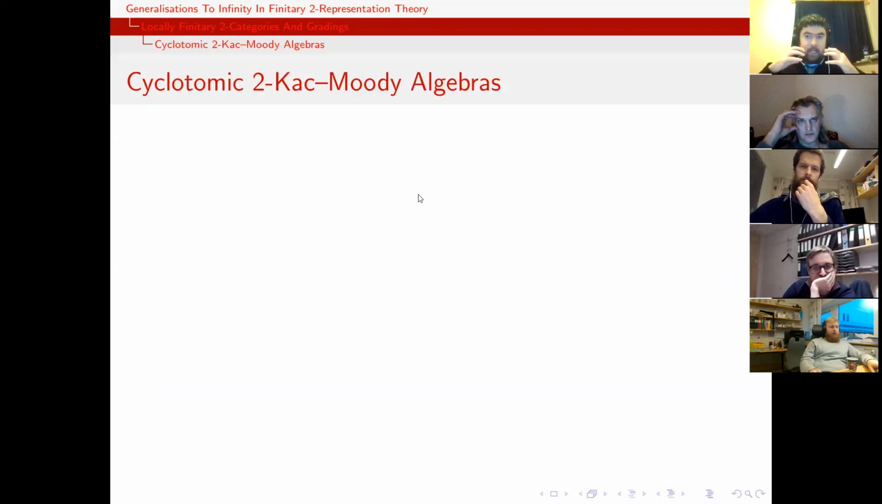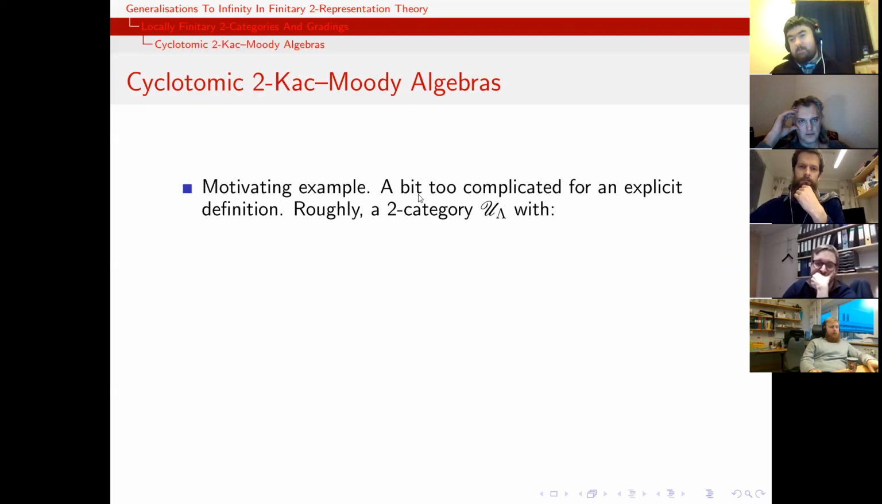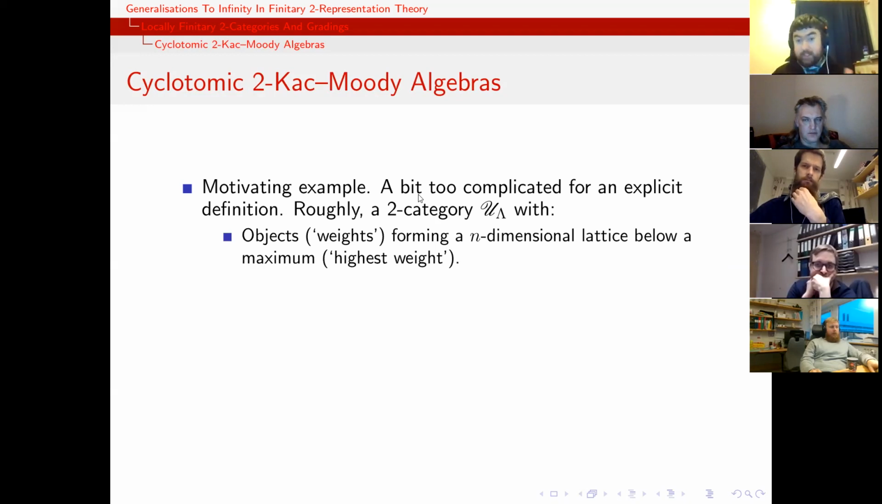And the main application I've looked at for this is called cyclotomic 2-Kac-Moody algebras. Now, I'm not going to go into full detail about the definition of these because they're somewhat complicated and would take quite a while. But very roughly, a cyclotomic 2-Kac-Moody algebra is this 2-category U_Λ, which has objects, which we refer to as weights, which form an n-dimensional lattice below some maximum object called the highest weight, which is, as it happens, the capital Lambda in the notation.